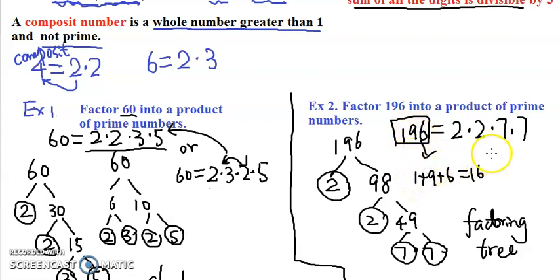But if I change it to, say, 195, 3 must go into 195 because 1 plus 9 plus 5 equals 15, and 3 goes into 15, so 3 must go into 195. So this is a quick rule to help us check whether 3 goes into a number without doing division.